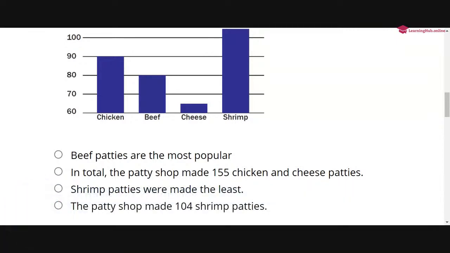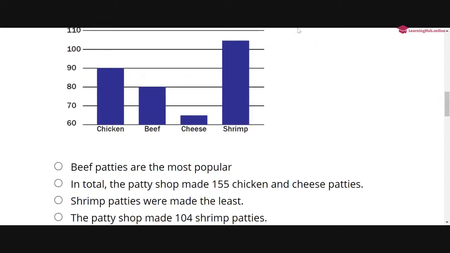All right, let's see. Beef patties are the most popular. Let's look at the graph, guys. Chicken is on the 90, so the bar stops at 90, so they made 90 chicken patties. Beef, the graph stops on 80, so they made 80 beef patties. Cheese stops halfway between 60 and 70, so it's 65. How do we get 65? This is 60 down here. This is 70 right here. So it's going up by 10. So halfway, it would be 5. So that's 65. Shrimp looks like 104 or 105. Okay?